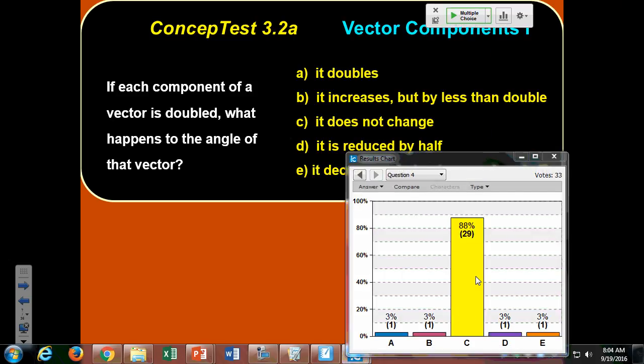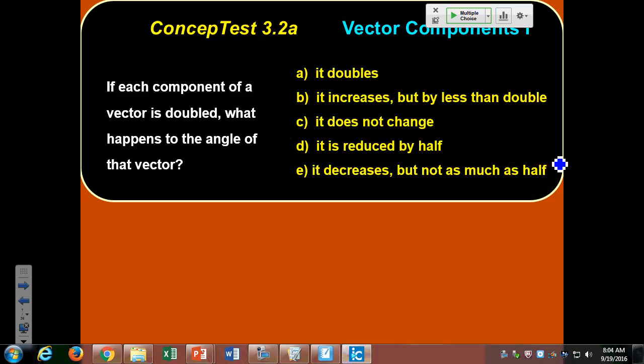All right, 88%. C is right, it does not change. So if I have two vectors that are like this, if I double one and double the other, like that, I still get the same angle. I think these are called similar triangles, am I right about that? So these are called similar triangles, they have the same angle. So we'll say 88% is good enough.